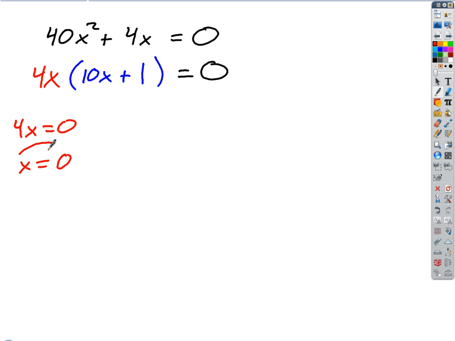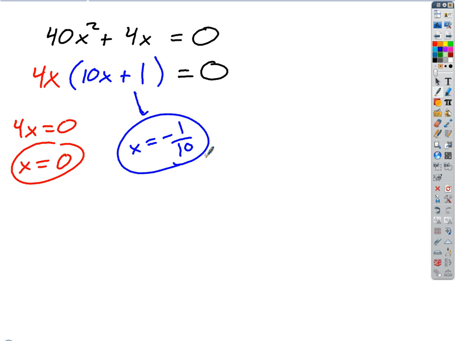Okay, now, this is always going to work that way, isn't it? Anytime I just get a greatest common factor with a variable in it, when I set that equal to 0, I'm always just going to get 0 for my solution, aren't I? Right, so those are easy. Now, the other one's not too bad either. What am I going to get for that one if I set it equal to 0? Negative 1 over 10. Does everybody see that? I'm going to subtract 1 to the other side and divide by 10. That's it, right?